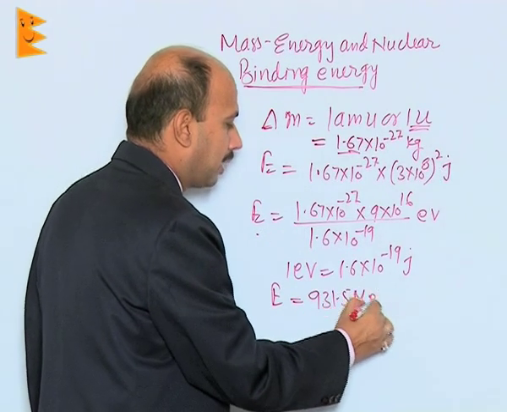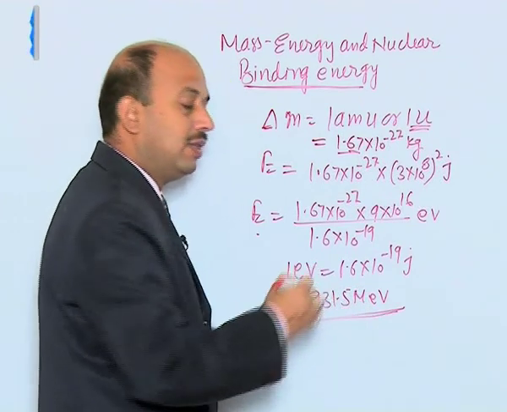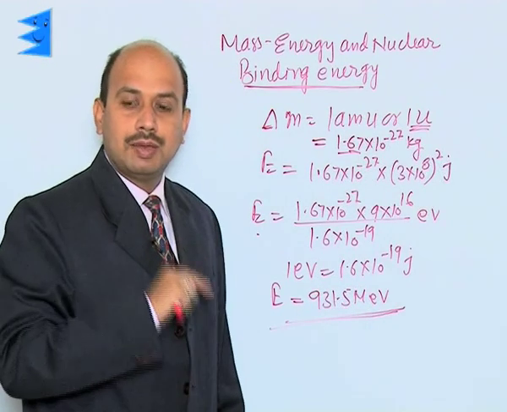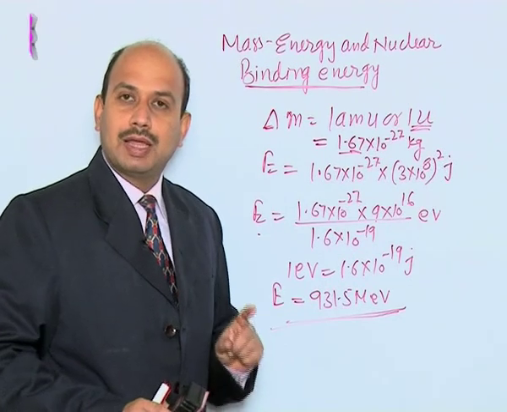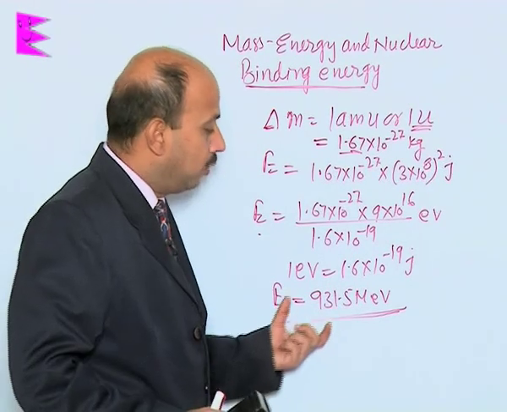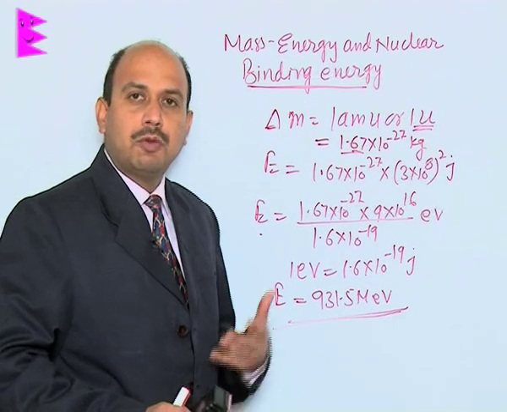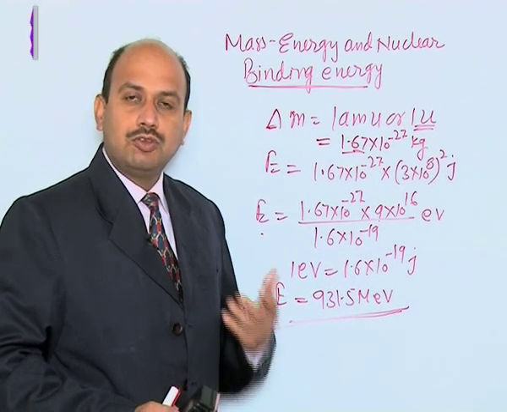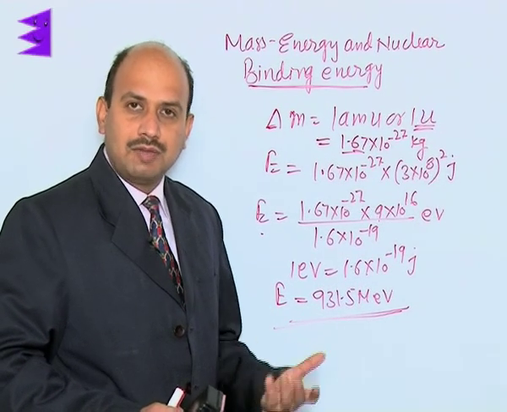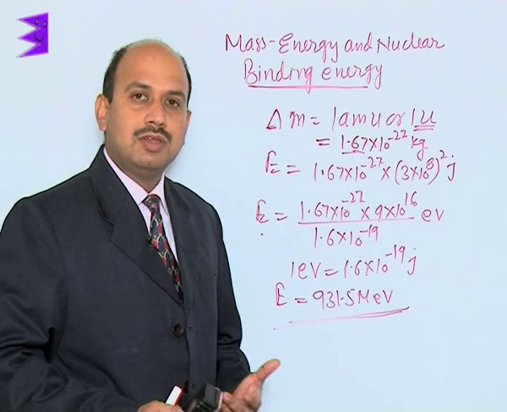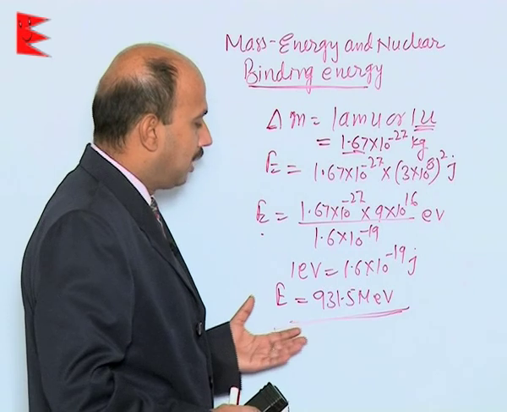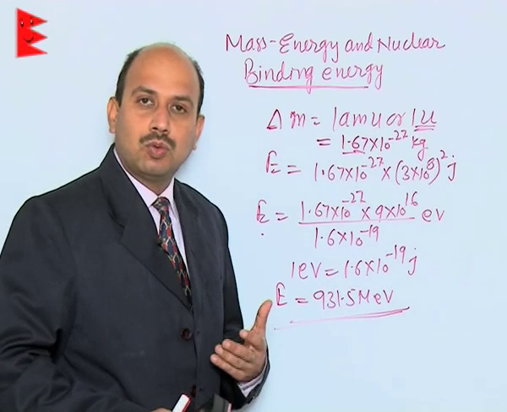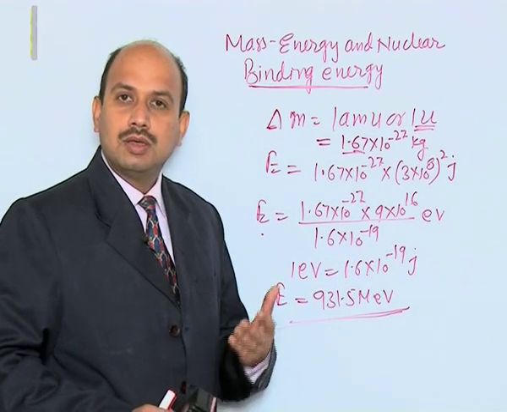931.5 mega electron volt. It means whenever there is a loss of mass of 1 AMU, the energy released is equal to 931.5 mega electron volt. This value can be directly used. For any nuclear reaction, first get the mass defect in AMU or U, and multiply it by this value, and you will get the total energy released during the nuclear reaction.